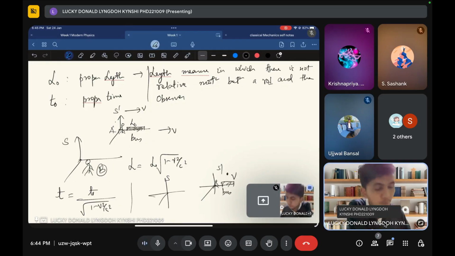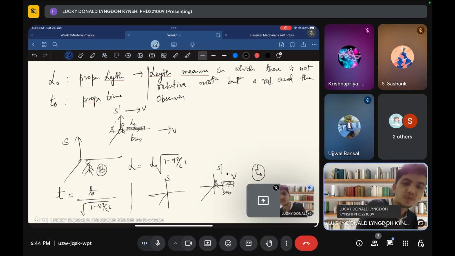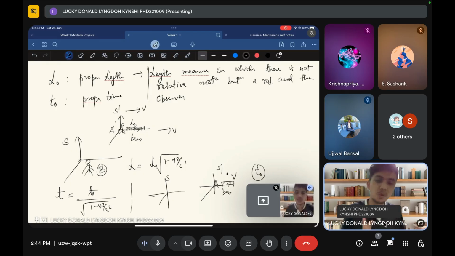Whatever events you measure will be T naught. There is no difference because you are at rest relative to the bus; you are inside the bus moving with velocity v. So whatever events you measure will always equal T naught. But for this guy staying here, at rest, he sees the bus moving. That is why he will see not the proper time but the time dilation, which is T equal to T naught by root over 1 minus v square by c square.